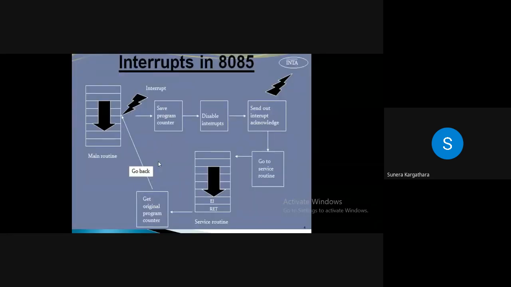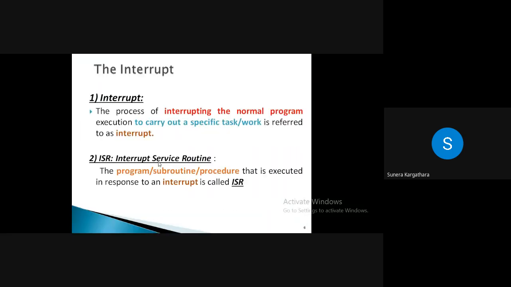How do we define an interrupt? Suppose you want to understand the process of interrupting a microprocessor, through a block diagram. Suppose I say the interrupt and interrupt service routine.